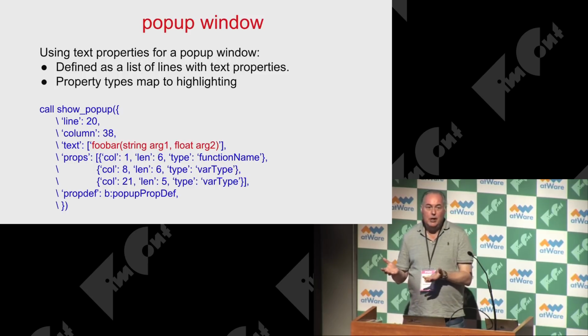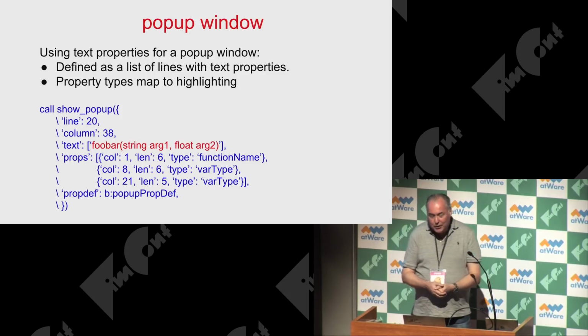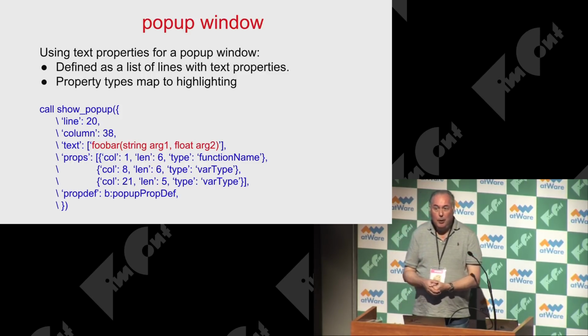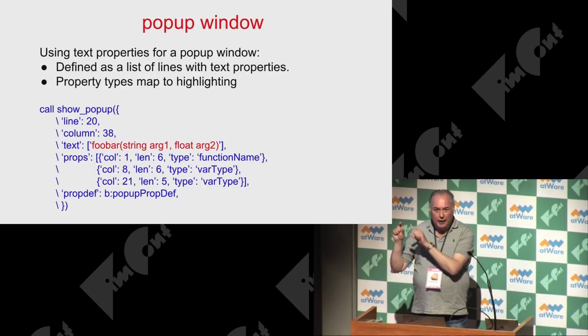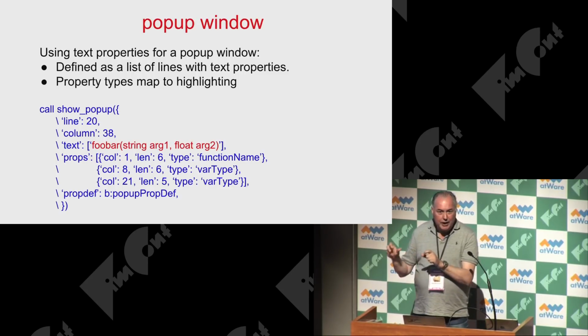So once this has been implemented, so that may take some time, we can actually use the same mechanisms for a pop-up window. So this is a synthetic example of how this could work. You would say, I want this message to appear at this position on the screen, and it needs to contain this text with these text properties. And then hopefully it shows up in nice colors.